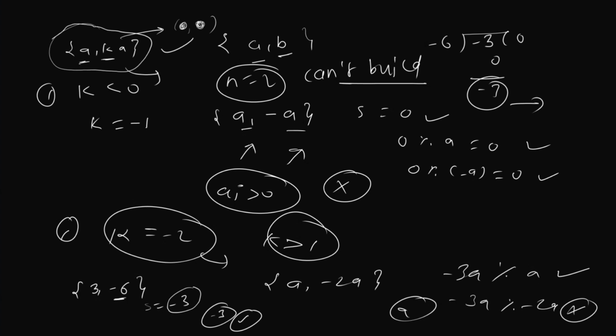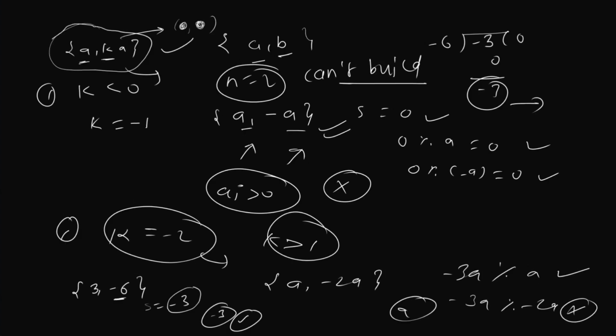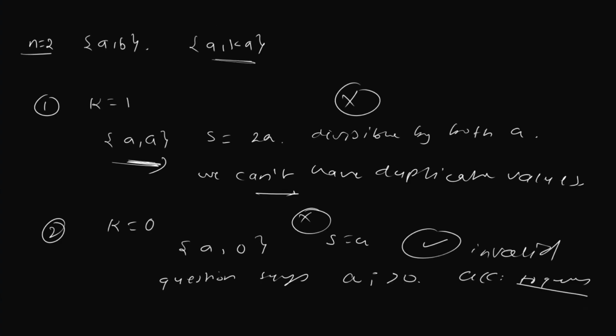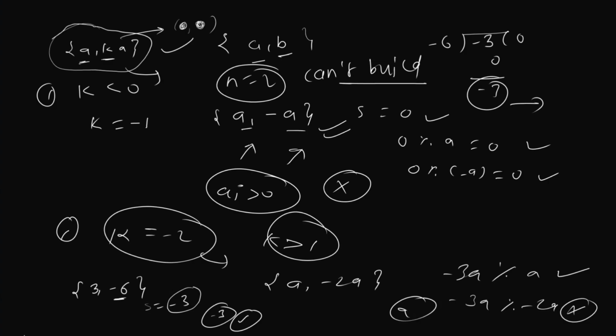Either we would have to take this one or that one, and that involves zero, I think. Yes, involving zero. This one and this one are valid, but this is not allowed in this case. So for array size 2, we can't build such an array. Okay, this is clear.